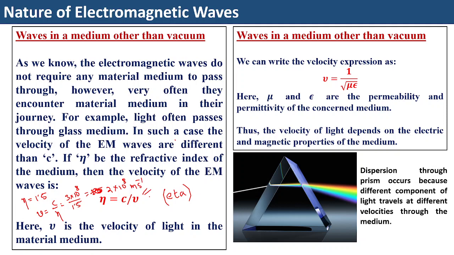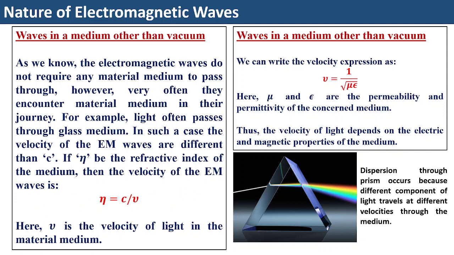So whenever light travels through a material medium like glass, whose refractive index is 1.5, the velocity is 2 times 10 to the power 8 meter per second, which is not 3 times 10 to the power 8. So it has certainly reduced. Got it? Similarly for water you can also calculate, because the refractive index is 1.33. You can calculate the velocity of light in water by just dividing 3 times 10 to the power 8 by 1.33. Okay.